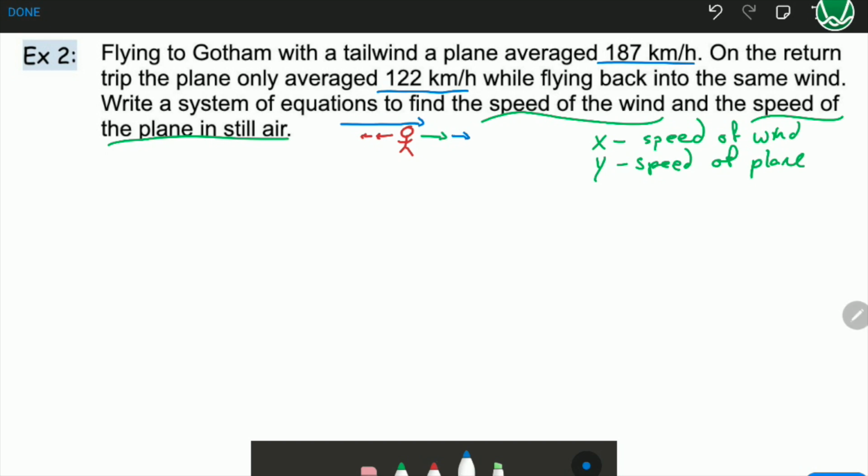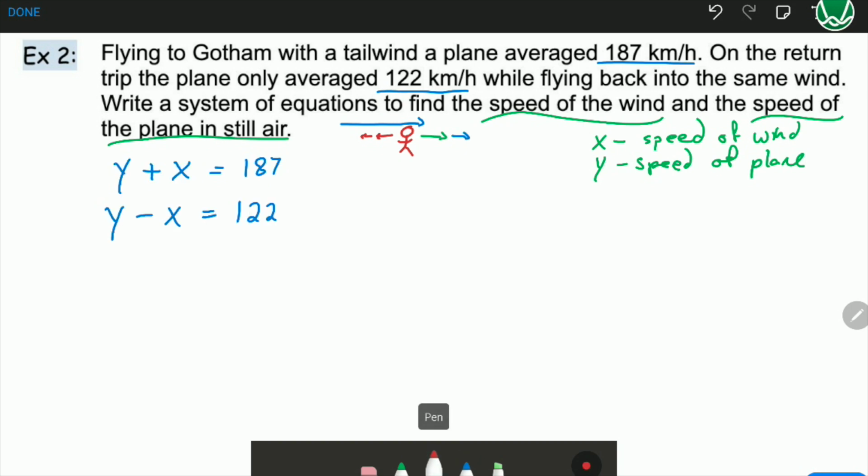So if we use that for the first total, or the first direction, we're going with the tailwind. So that means it's pushing us from behind. So the wind speed will add to our speed and equal the 187 kilometers per hour. However, if we're going against the wind, we'll have our speed, and the wind speed will take away from our speed, giving us 122 kilometers per hour.